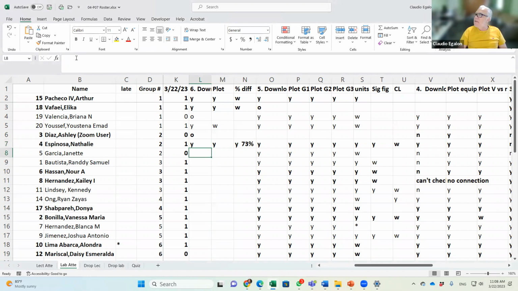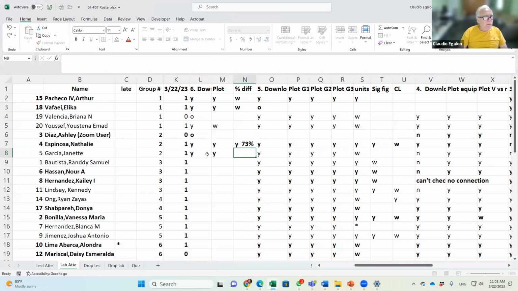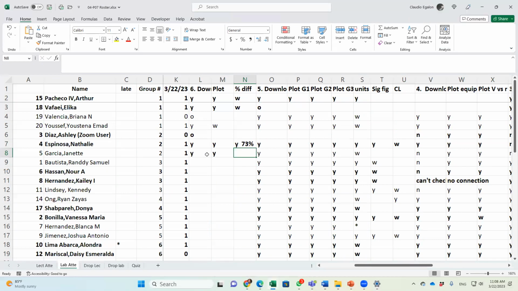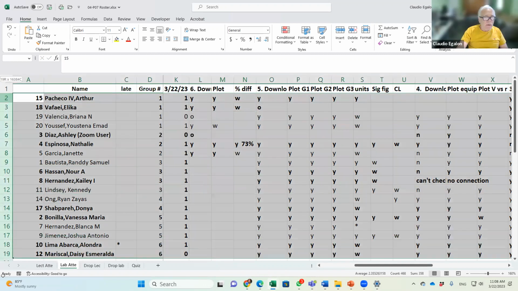Janet just joined us, right? Yeah, I kept getting kicked off for some reason. Okay, let me put attendance here. Did you download the spreadsheet? Yeah, I got it already. Okay, did you plot the graph? Yeah. What about the percentage difference? Did you get the percentage difference? No, not yet. Okay, so you're working on that one.